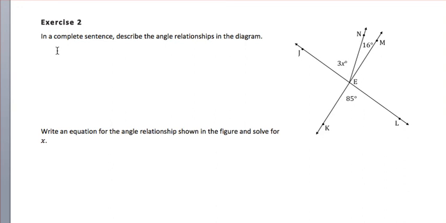Exercise 2, the relationship of the angles in this diagram is that they form a circle, which is 360 degrees. And certainly there are some other relationships here. I see some straight lines. There's one here, there's one here. So there are adjacent angles and angles that add up to 180. We're asked to write an equation for the angle relationship shown in the figure and solve for x.